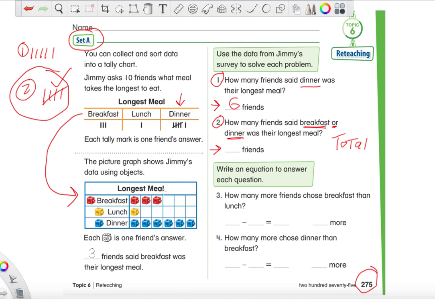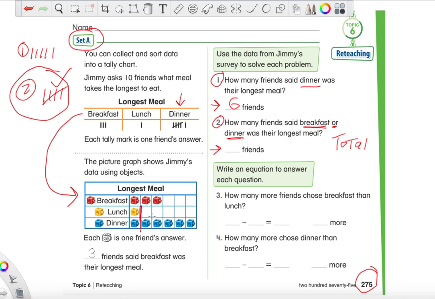And picture graphs are very easy to read because each picture just counts as one. That's it. But when we are comparing, like if I asked you how many more friends chose lunch than dinner, there's two ways we can do this, and I talked about this a little while ago. If we're comparing lunch and dinner, make a little line where the first block stops, or the first picture, and then just count all the ones after that to see how many more or less there are.